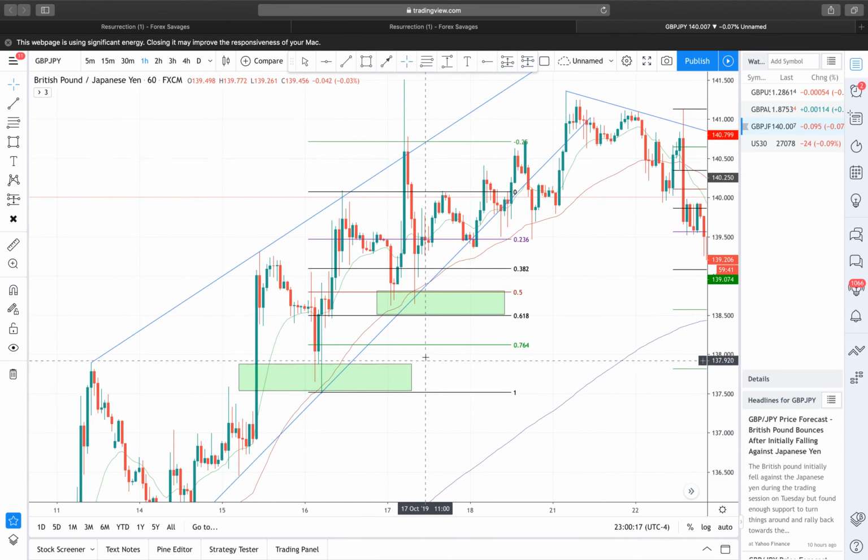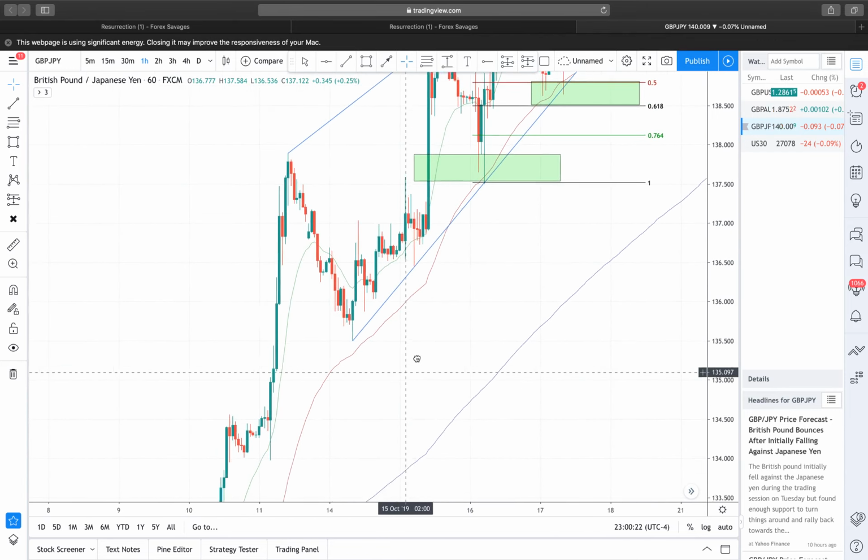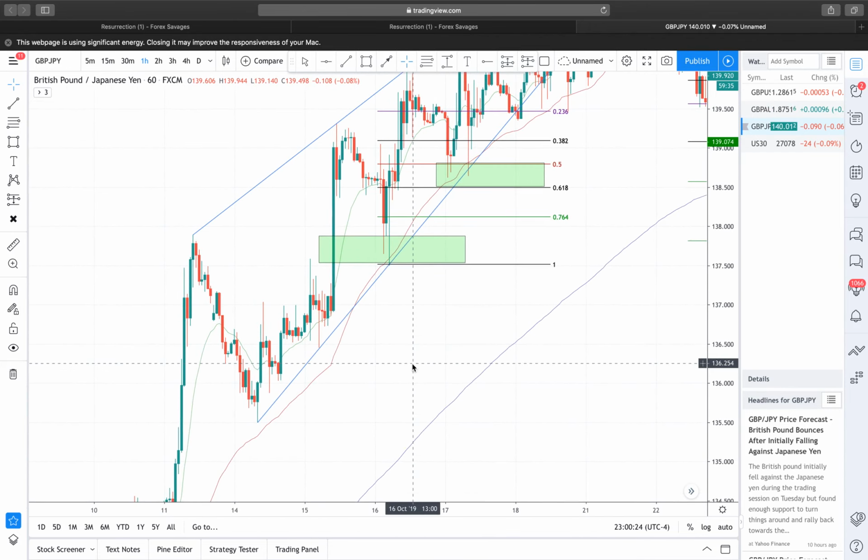Guys, I'm telling you, this is insane how, if you guys can just use multiple confluences all in one, it's so hard to lose. I'm using my Fibonacci long with my supply and demand zones, which I will be discussing. I'm using my support and my resistance and my Fibonaccis with the trend lines.